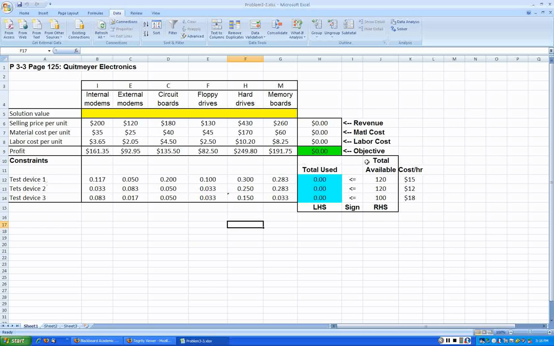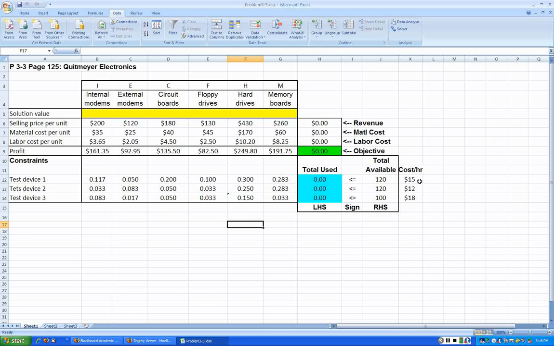Test device 1 and 2 have 120 hours available, whereas test device 3 has only 100 hours available. Also given in the problem is how many minutes, for example, an internal modem takes on device 1. The data in the problem is in terms of minutes, and what we have here is in terms of hours. You have an option: either convert the left hand side that's given in minutes to hours, or convert the hours into minutes. It really doesn't matter, as these test devices use labor, and the labor cost is different and given on an hourly basis.